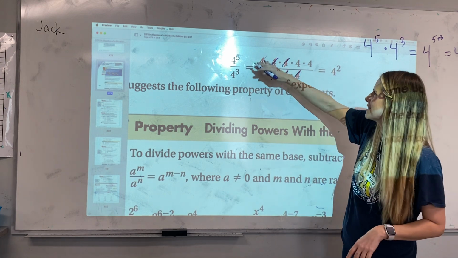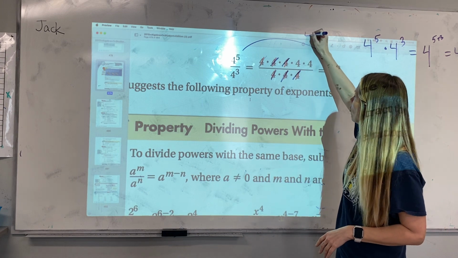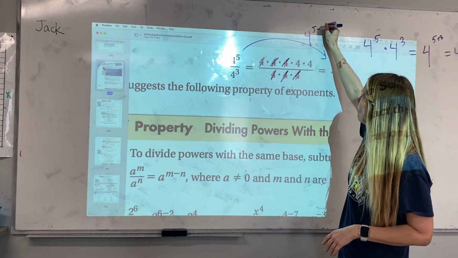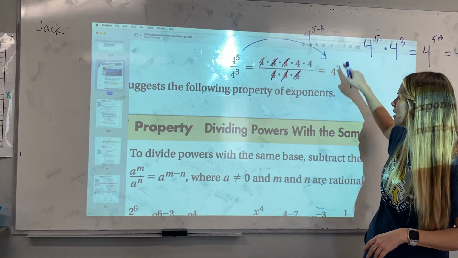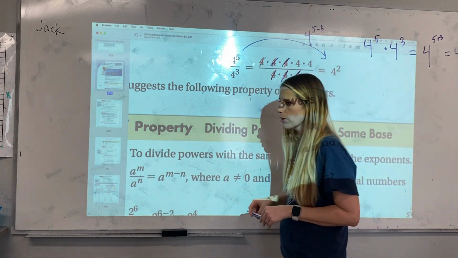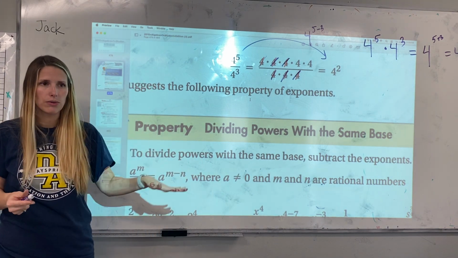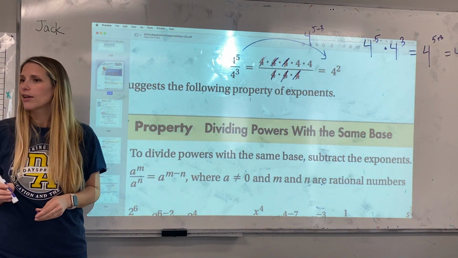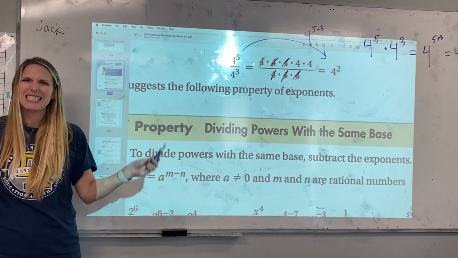But of course, we can skip all the craziness and simply just do 4 to the 5th minus the 3rd. 4 to the 5 minus 3 is 4 to the 2nd power. Pretty easy, right? This concept we will use throughout this lesson. But of course, they're going to get uglier and uglier as we go along. They need a makeover. We need to simplify them.